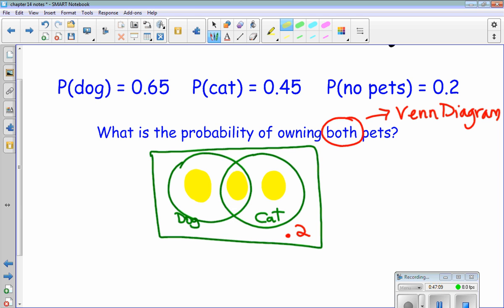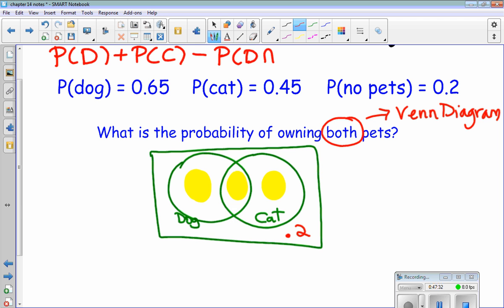Okay. So, let's think about what the rule is. The addition rule says the probability of dog plus the probability of cat minus the probability of dog and cat. Probability of A plus the probability of B is the probability of dog plus the probability of cat.